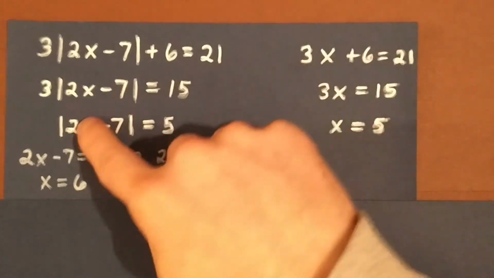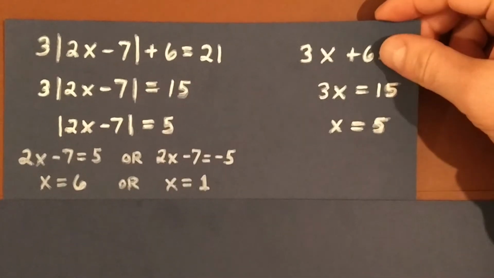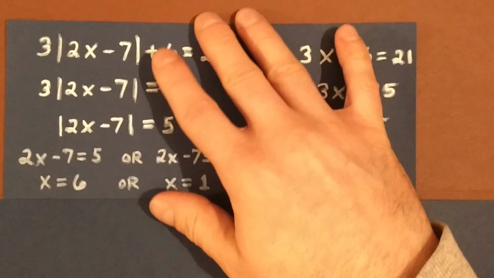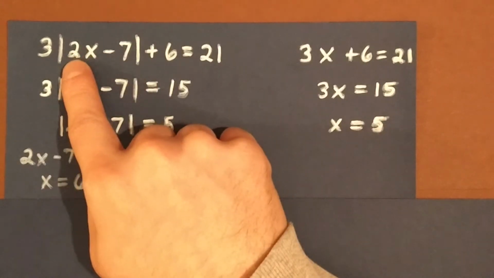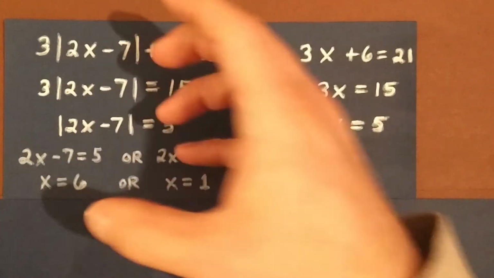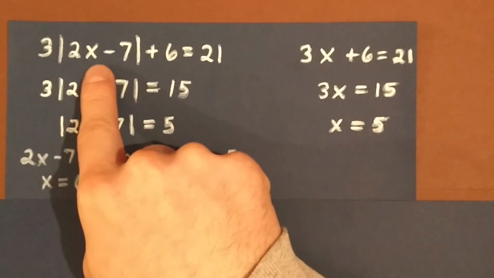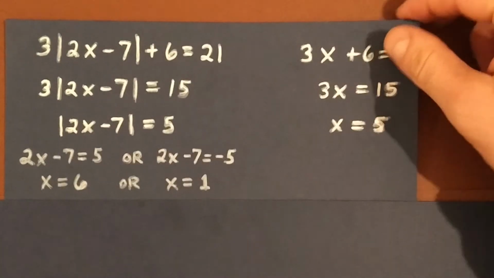So we can have these linear expressions inside the absolute value, and we can do operations on this absolute value expression. We can multiply it by something, we can add something to it, etc.